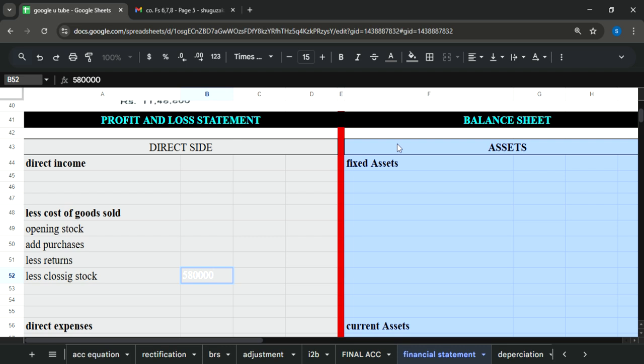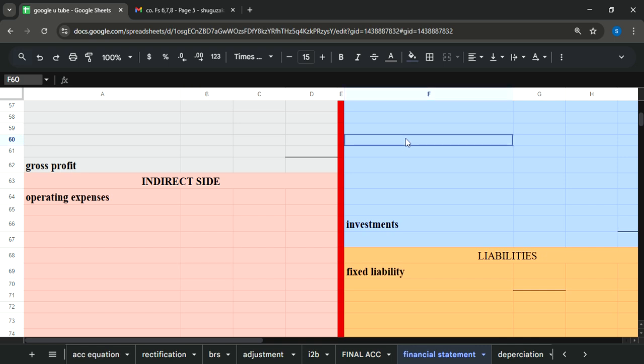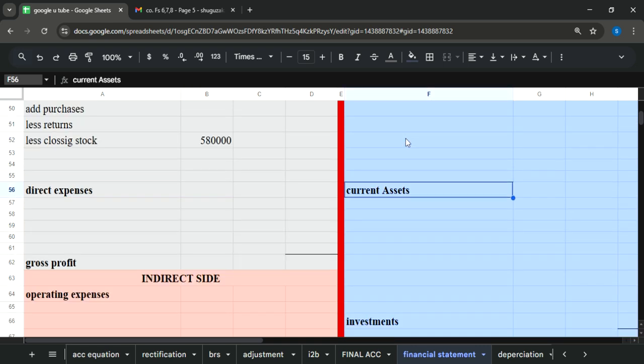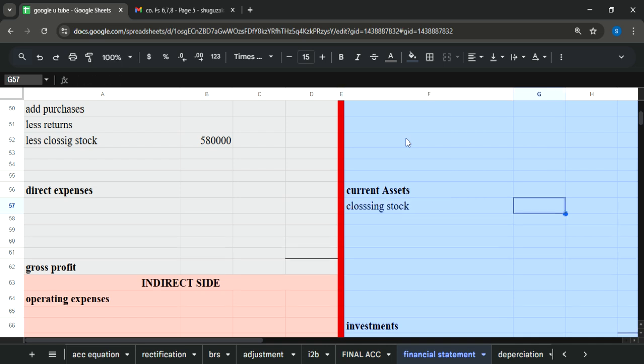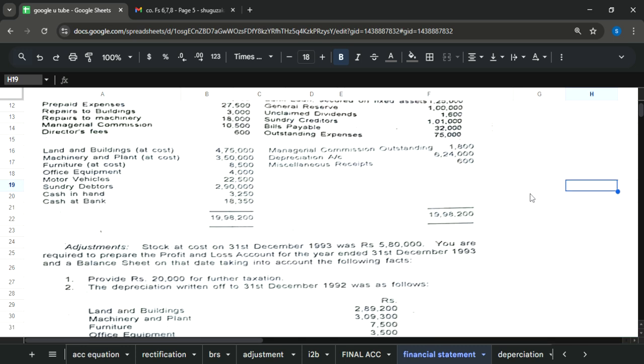Obviously it would have its second effect as well. We will go to the current asset side, and here closing stock would also be mentioned, the amount of which is 580,000. Adjustment, double effect, one on the left, one on the right side. It means the first adjustment is completed, which did not have a number. Let's start from the downward side.